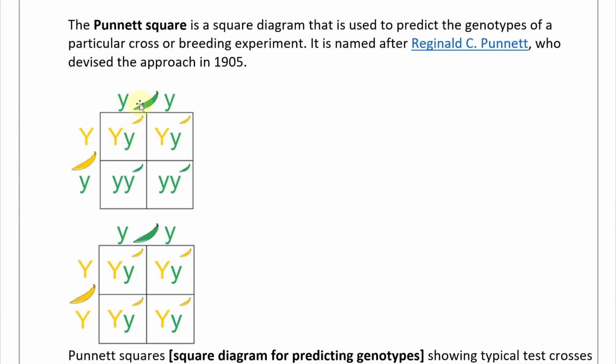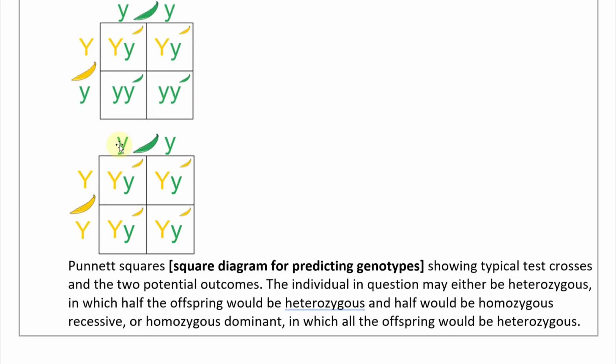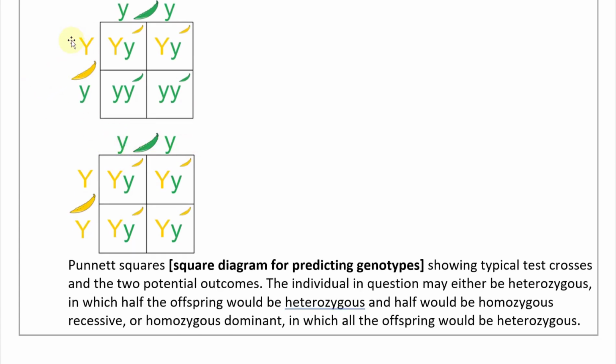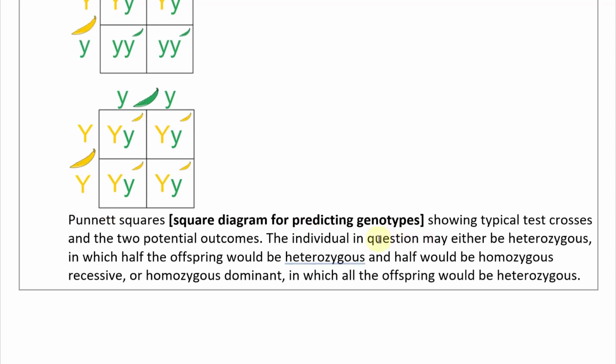Notice how these are the y, lowercase yy. Those are 2 recessive. So you have 2 lowercase recessive, and then you could analyze what the genes would be on this particular yellow corn and this other yellow corn right here. So the individuals in question may either be heterozygous, in which half the offspring would be heterozygous and half would be homozygous recessive, or homozygous dominant, in which all the offspring would be heterozygous.